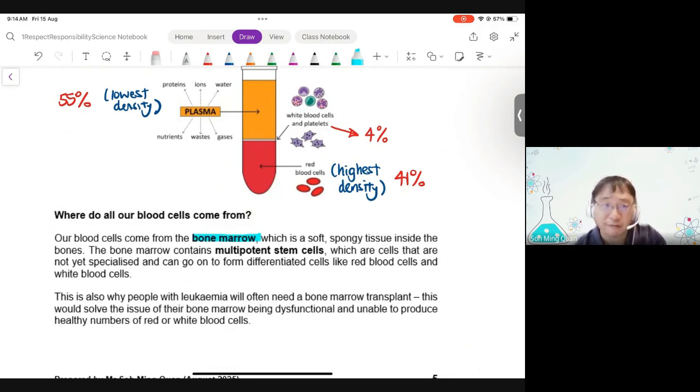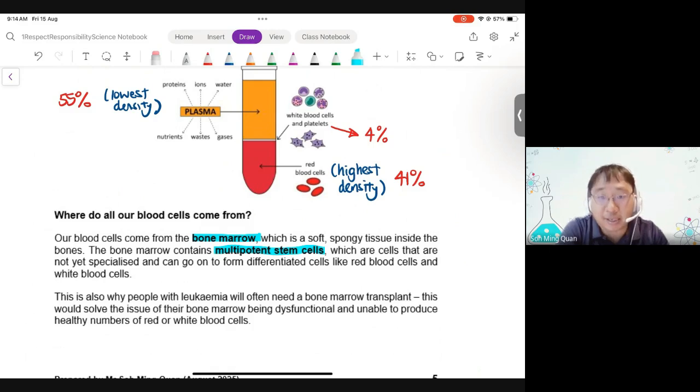The bone marrow is a very soft tissue inside the bone itself. So bones are hard, but in the middle of the bone is a soft tissue called bone marrow. Now, bone marrow is very, very important because it contains what we call multipotent stem cells. So you might have heard of this word stem cell. What is the meaning of stem cell?